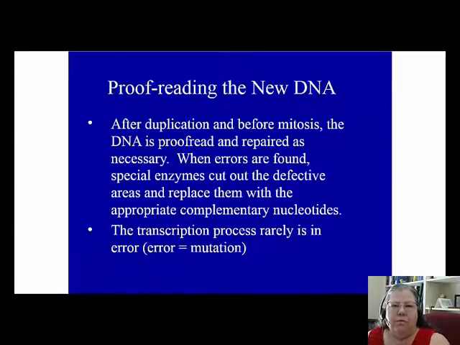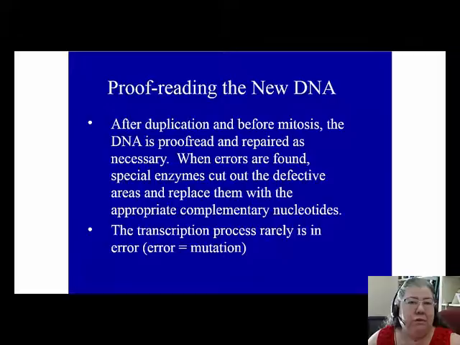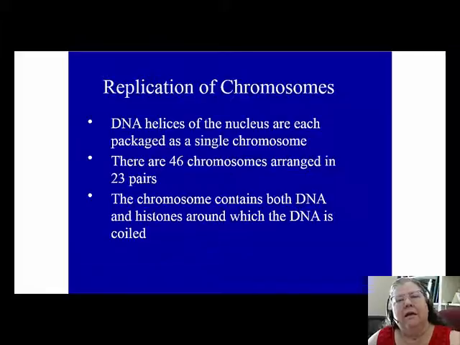If you remember, the process of making RNA from a DNA template was called transcription. If an error occurs, that's a mutation. So that's a mistake, it's a change. And ultimately, it might result in making an abnormal protein, or it might result in the inability to make a protein, and that might have an effect on future cell function.